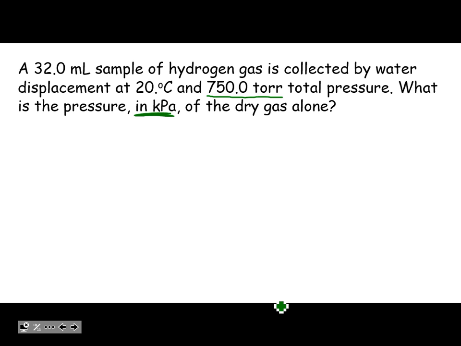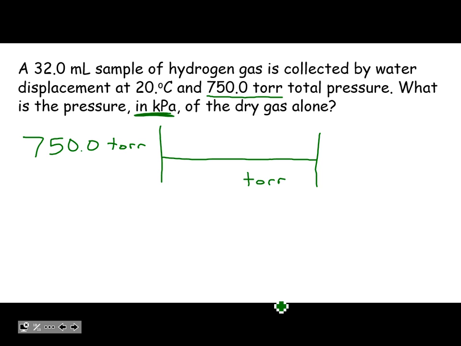So I'm going to take my 750 torr, and I'm going to set up a conversion box, and I've got to have torr on the bottom to cancel. What am I trying to get it into? Kilopascals. So I need kilopascals on the top. So I've got to find the conversion factor. Now, earlier today I Googled it, and I just said, how many kilopascals are there in 1 torr? And Google spit out this data for me.